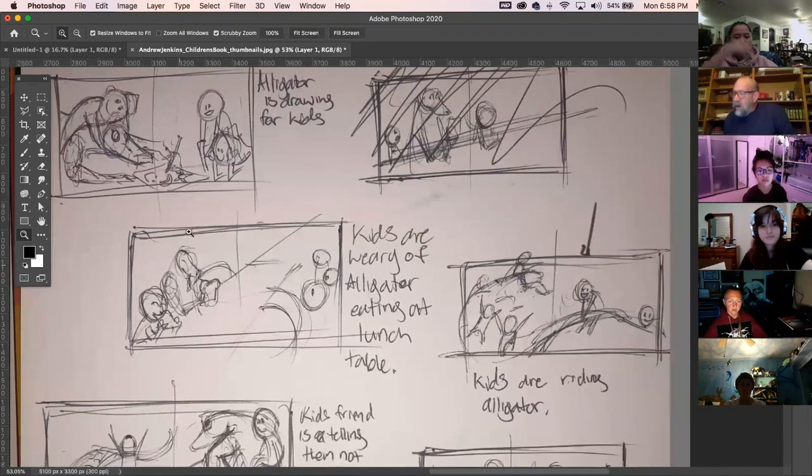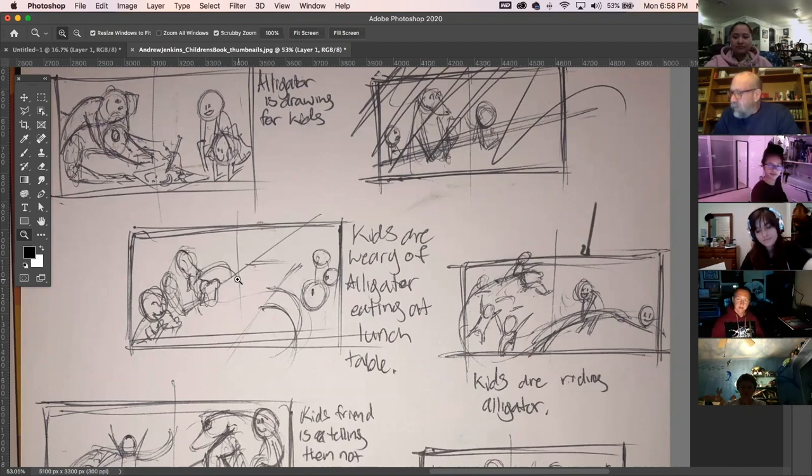I like this kind of scenario where the kids are all sort of, you know, not terrified, but just like, hey, there's an alligator eating a sandwich at the table. So maybe the sideways looks, again, and they're looking at each other like, what the hell is that? You know what I mean?